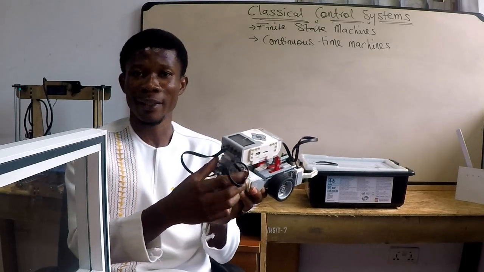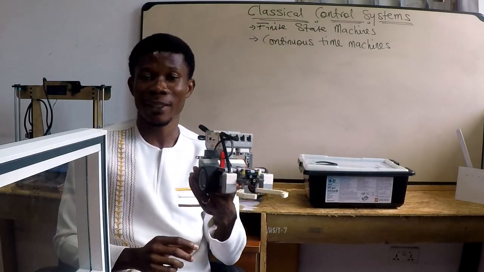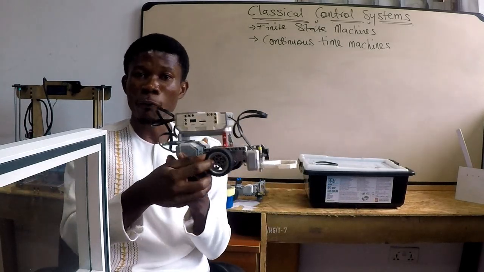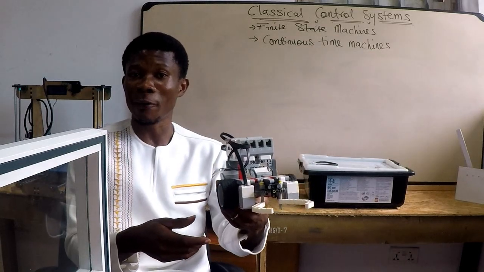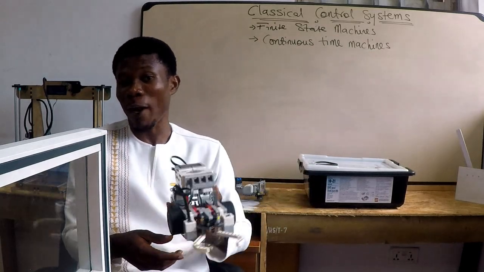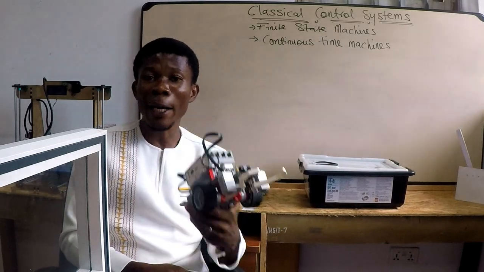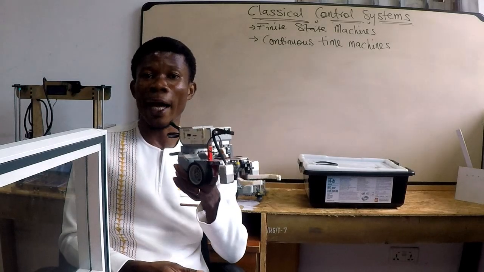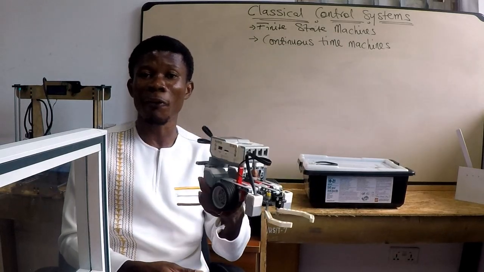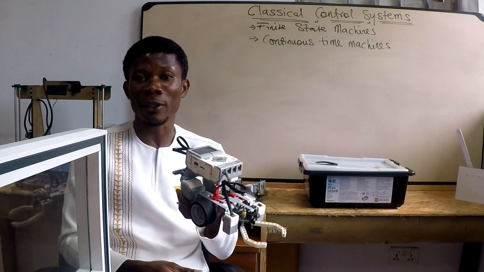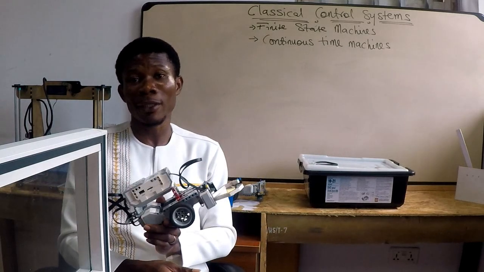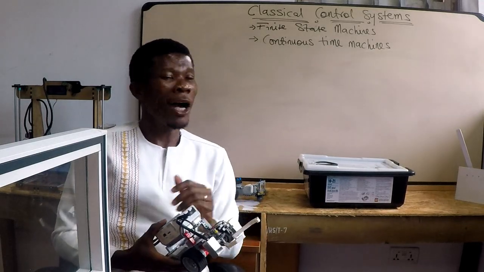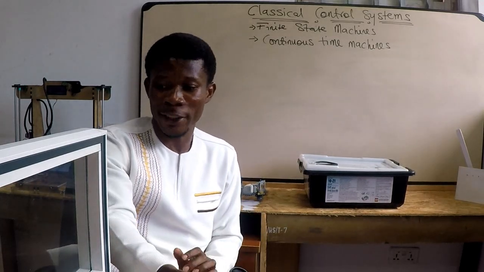So the robot has these options: either to move forward straight, to move backward straight, to move forward towards the left, to move forward towards the right, to move backwards towards the left, or to move backwards towards the right. So at any point in time, this robot is going to have to decide on either moving forward, turning left, turning right, or moving backwards, turning left in the backwards direction, or turning right in the backwards direction. Let's see how we can design a continuous time machine to achieve this.